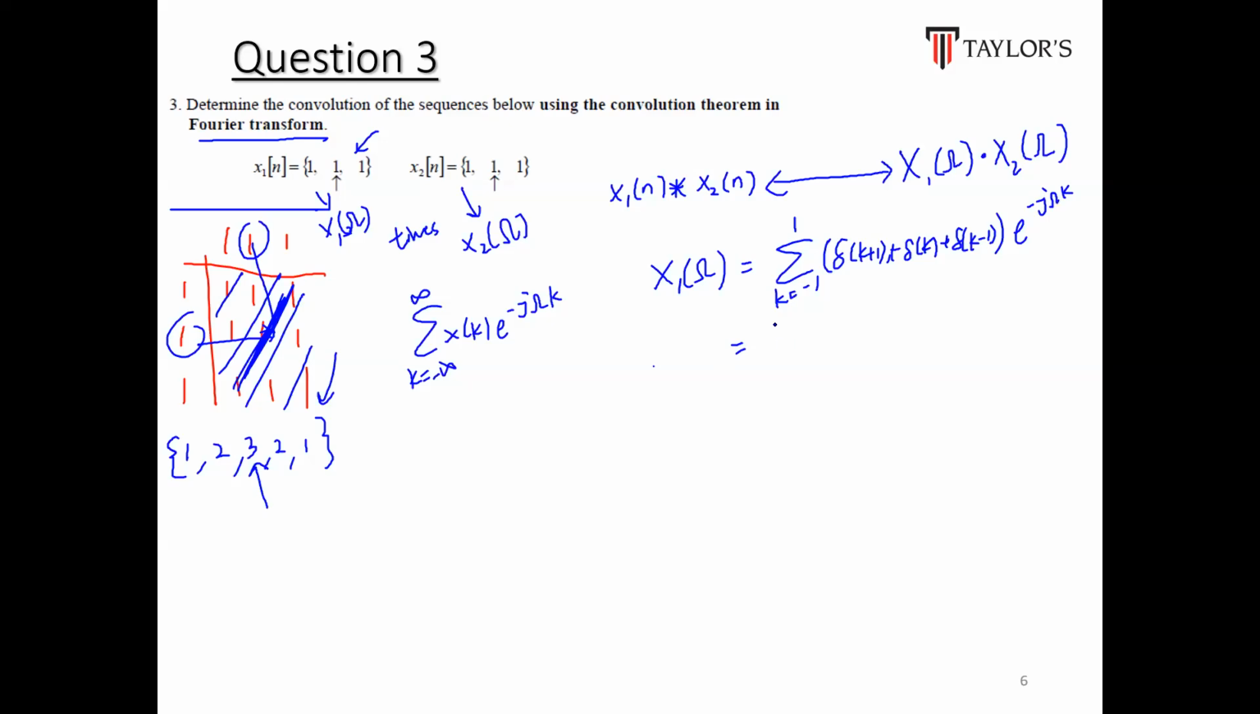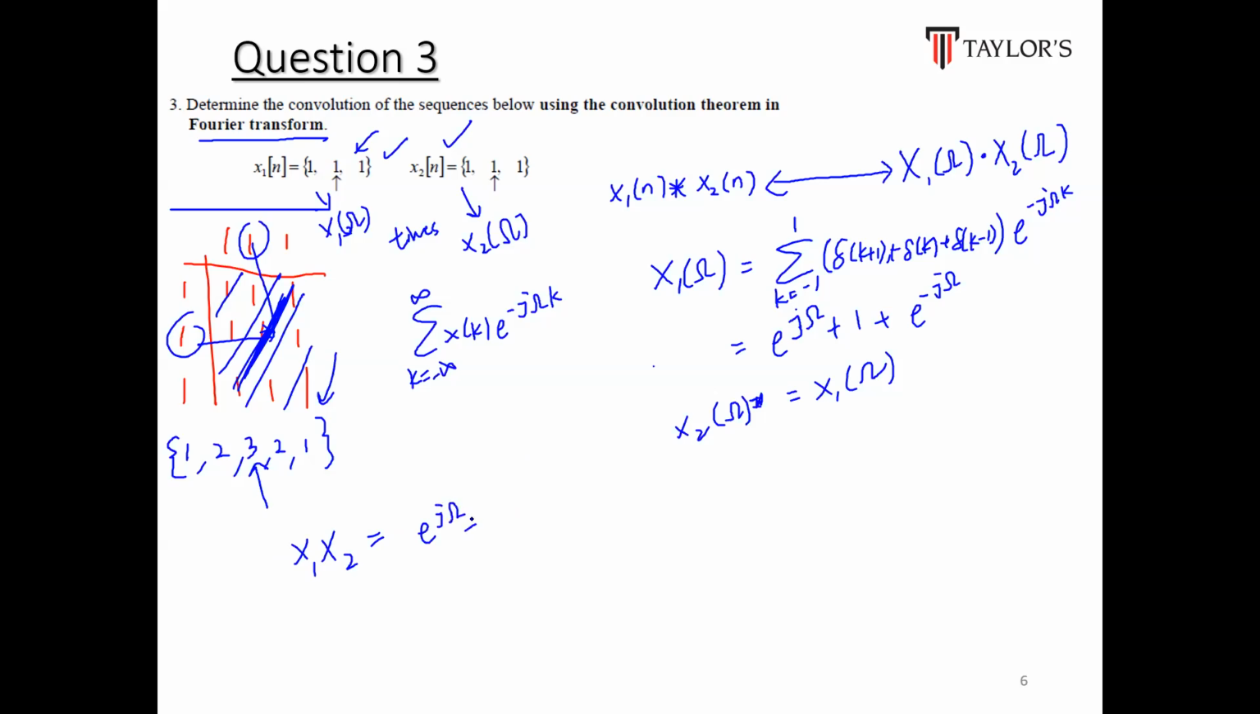Then do you still remember the answer? The answer was e^{jω} plus 1 plus e^{-jω}, which is correct, right? It's like this, right? So this one, I just leave it as the answer. So this is x1(ω). x2(ω) is the same thing, because x2(ω) is the same as x1(ω), because they are exactly the same signal. Now, I want to find the multiplication of them. x1 multiplied by x2. So when you do multiplication, let me write it here.